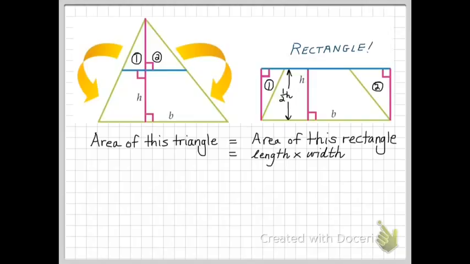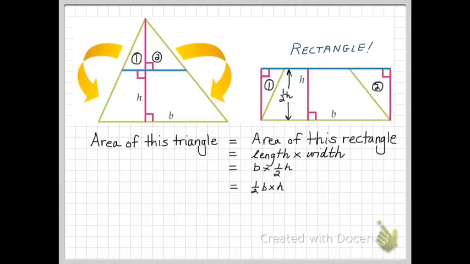We know that the area of any rectangle is length times width. In this case, the length of the rectangle is B, and the width of the rectangle is half the height, or half h. So length times width is the same as B times half h. We can rearrange this as half B times h, or half the base times the height.